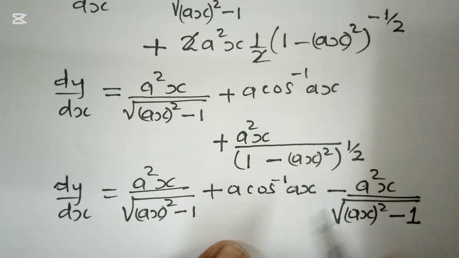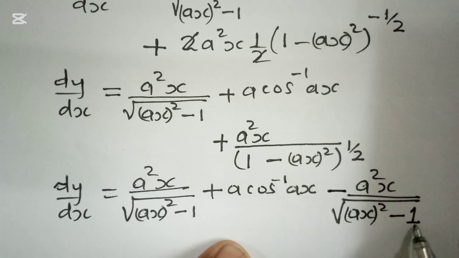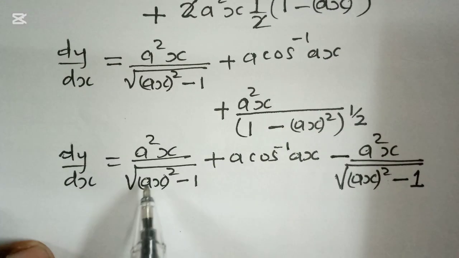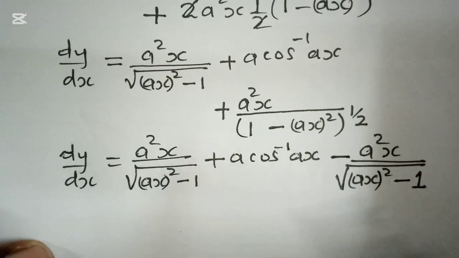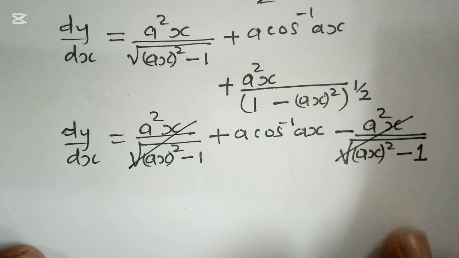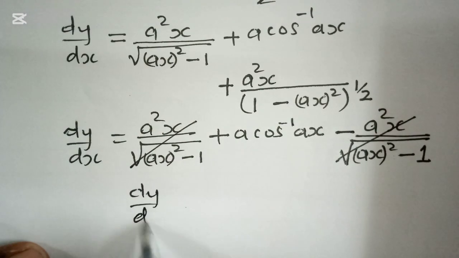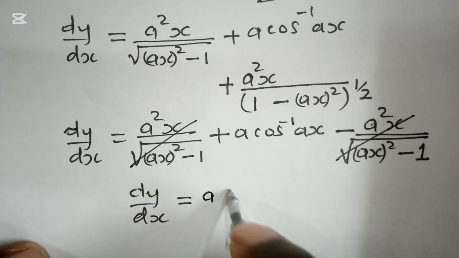So I have changed it, and it remains the same because I have already interchanged this one and I have put a negative. If you check that, you shall find that this is equal to that, and so we can say it's like 1 minus 1, which is 0. So this one can cancel, and so therefore our solution will be dy over dx is equal to a cos inverse ax.